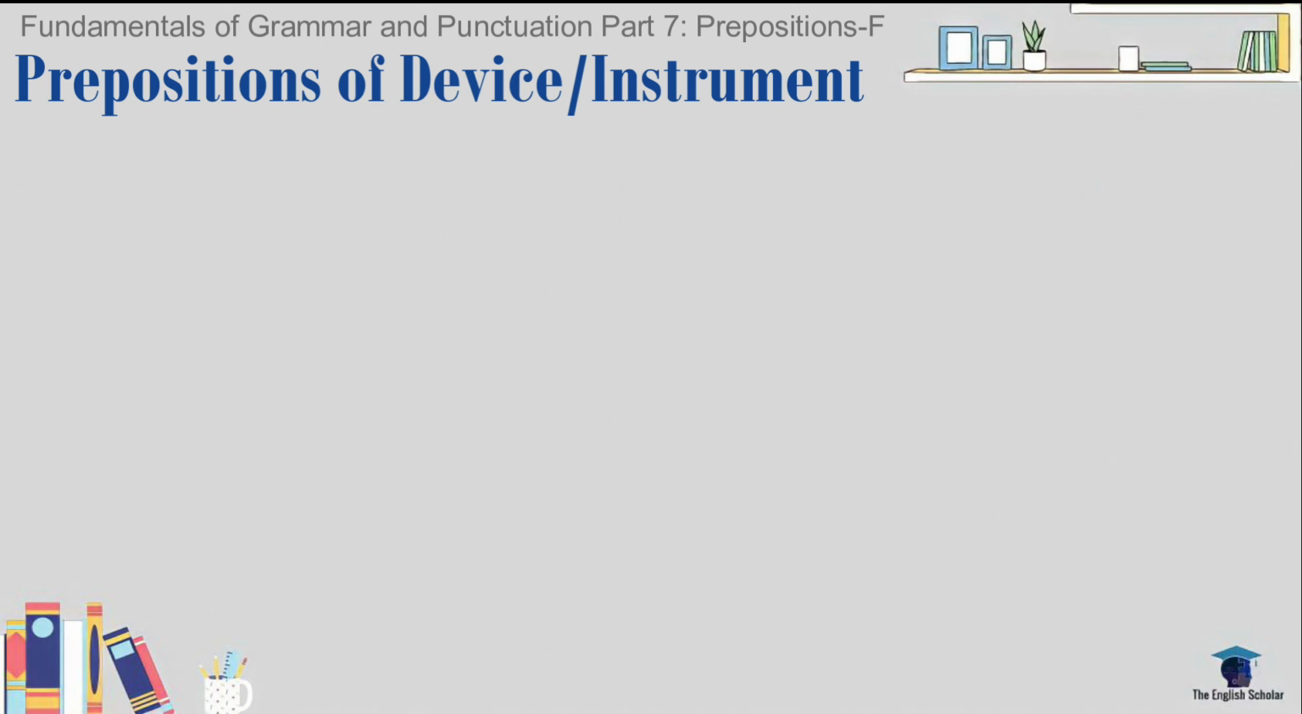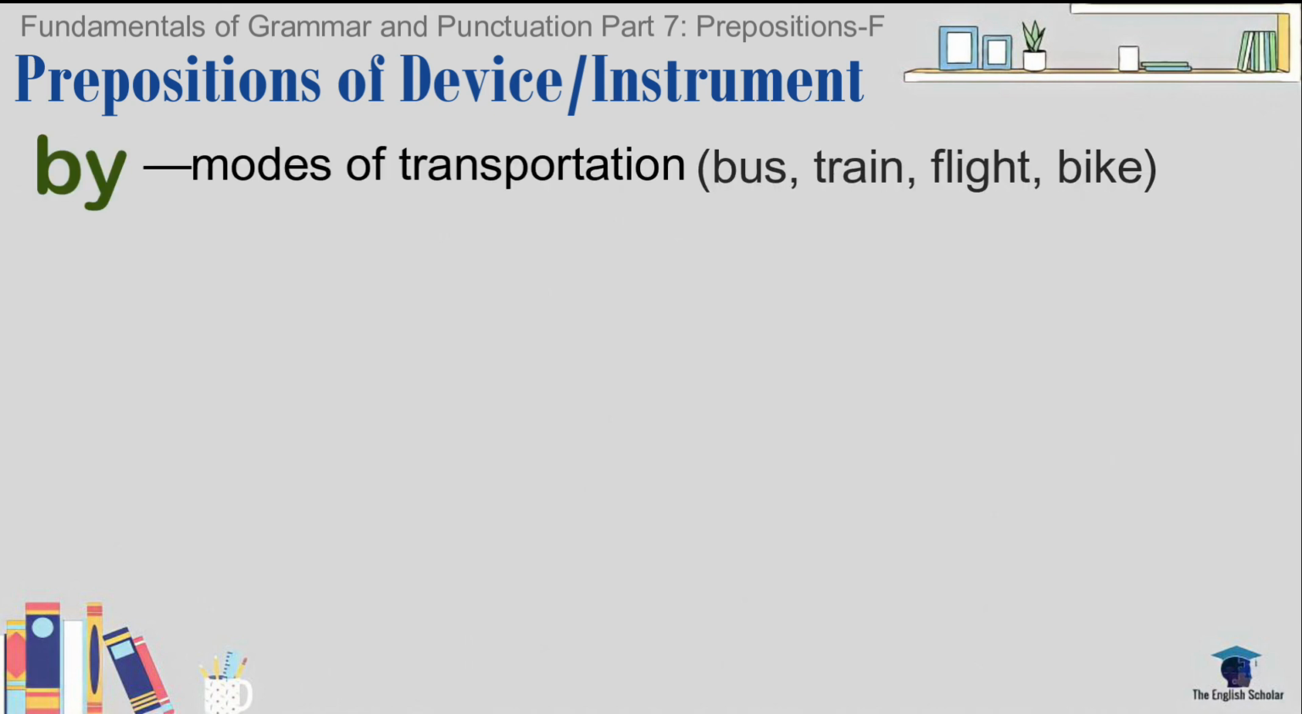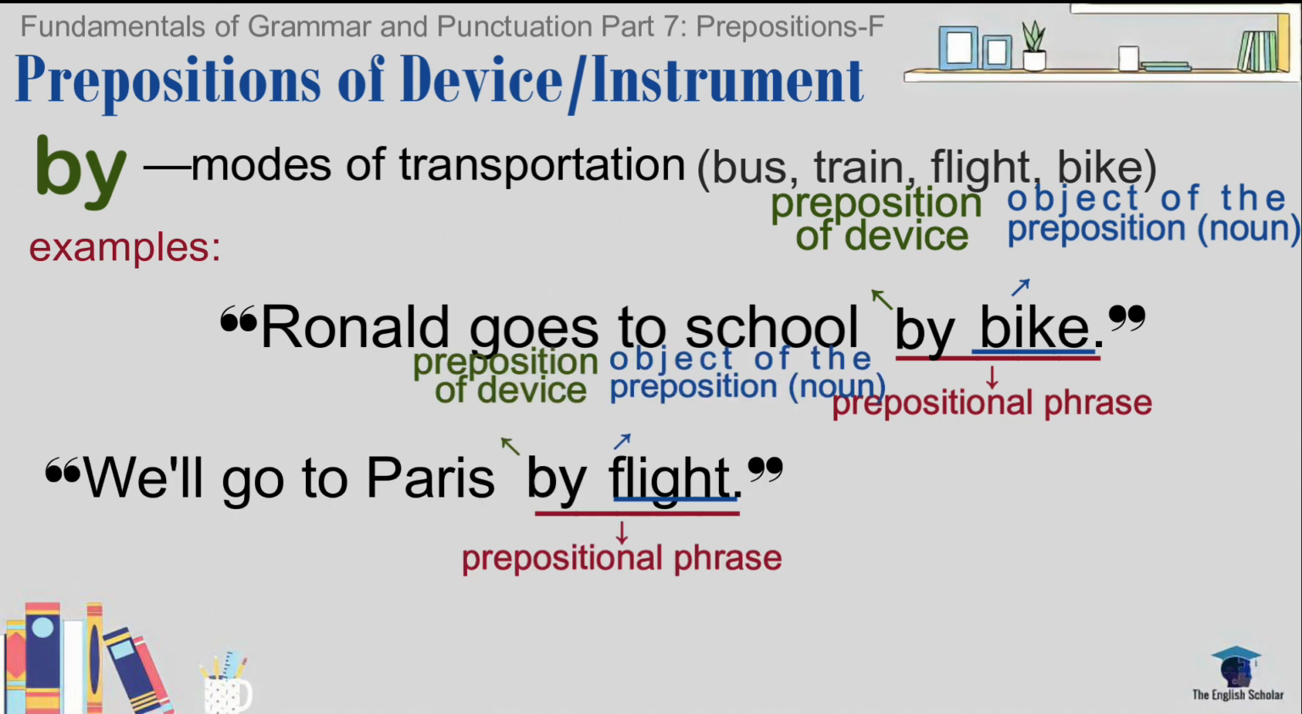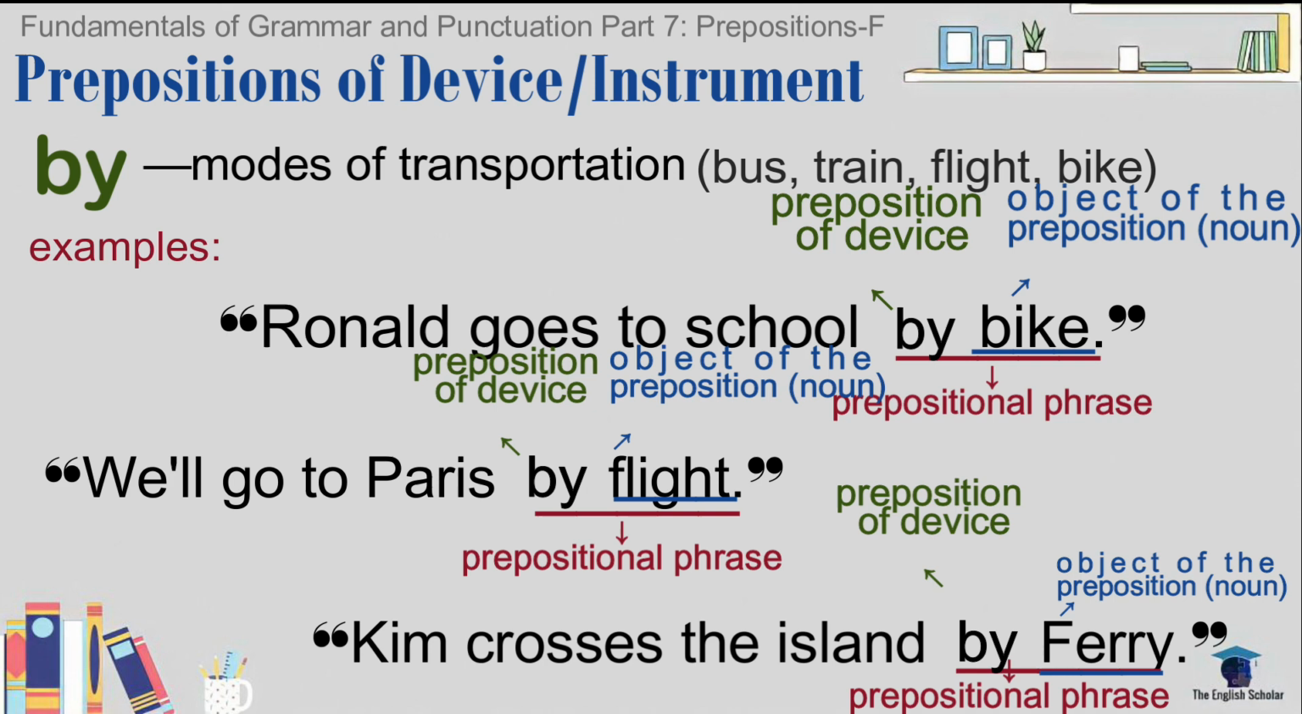Moving forward, the preposition of device by is used for modes of transportation like bus, train, flight, bike, and many more. Examples: Ronald goes to school by bike, meaning Ronald uses a bike to reach school. We'll go to Paris by flight, meaning we will ride a plane to reach Paris. Kim crosses the island by ferry, meaning Kim rides a ferry to cross the island.